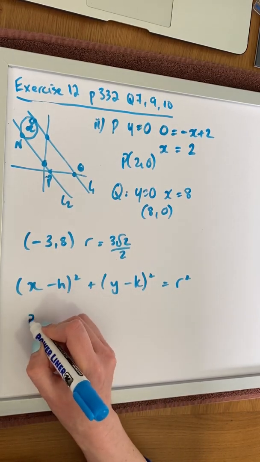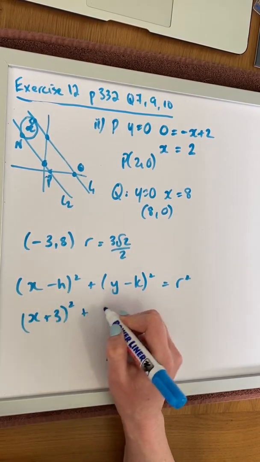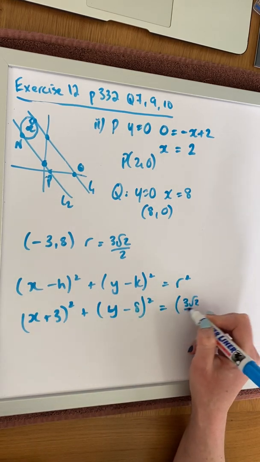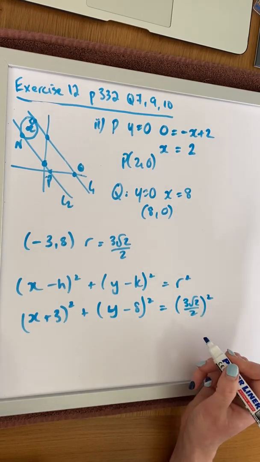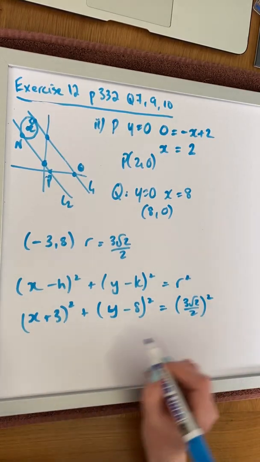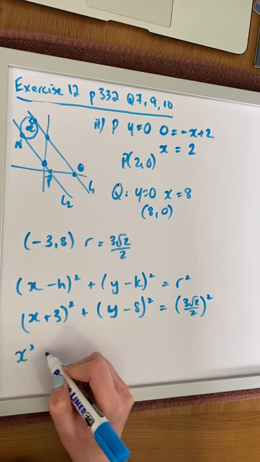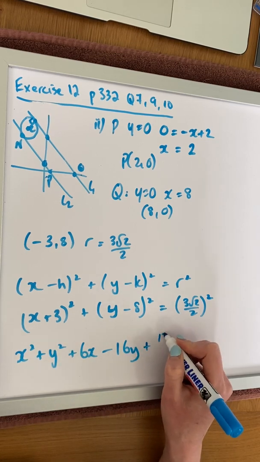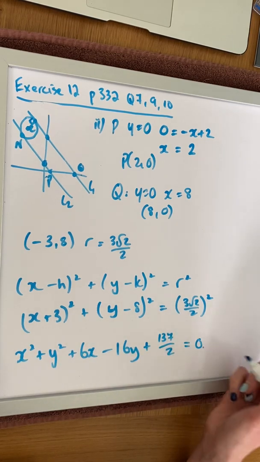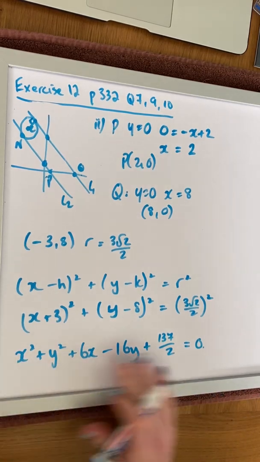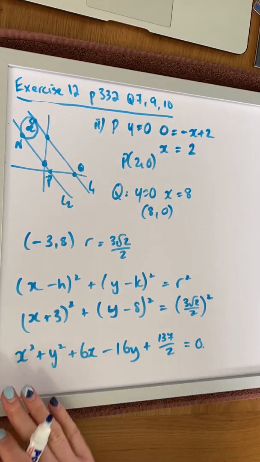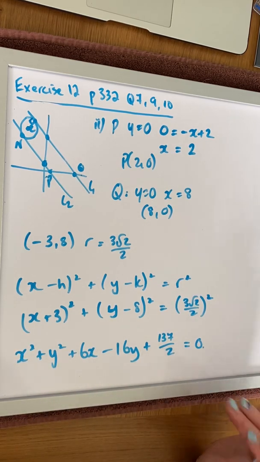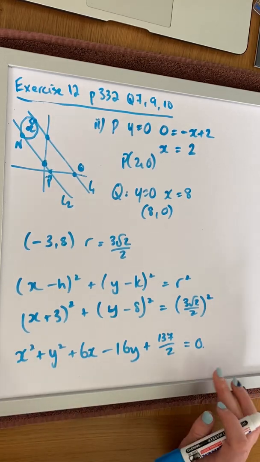Putting in our information, we have (x plus 3) squared plus (y minus 8) squared is equal to (3 root 2 over 2) squared. We now have to multiply it out. When we multiply this out, we get x squared plus y squared plus 6x minus 16y plus 137 over 2 is equal to 0. You can leave it in fraction form here, or else you can multiply across by 2 to eliminate the fractions: 2x squared plus 2y squared plus 12x minus 32y plus 137 is equal to 0. Either is perfectly acceptable for full marks.